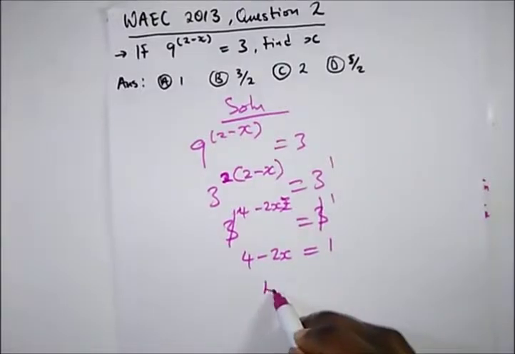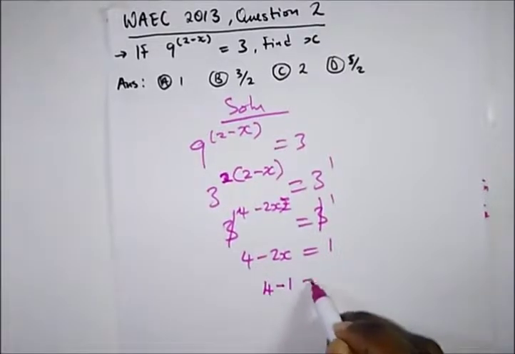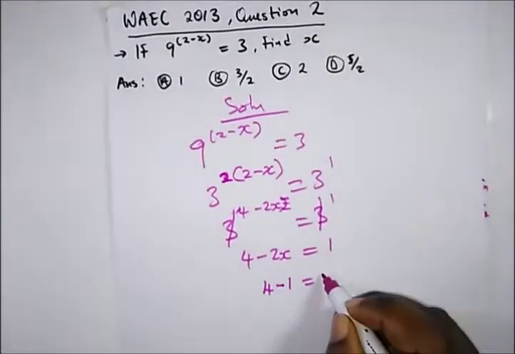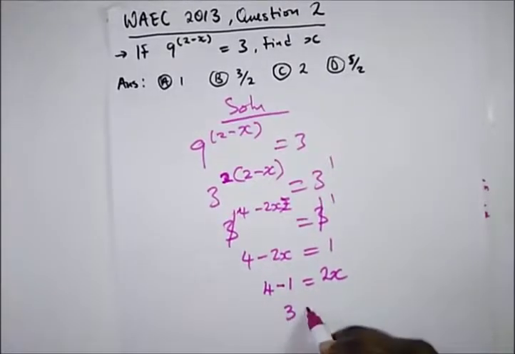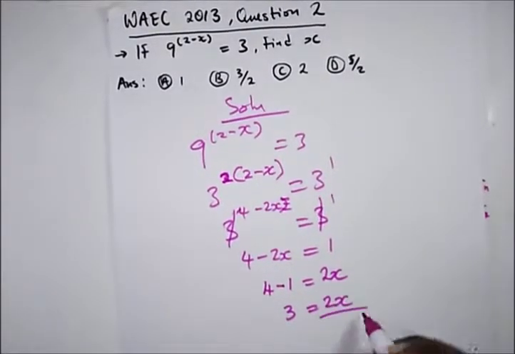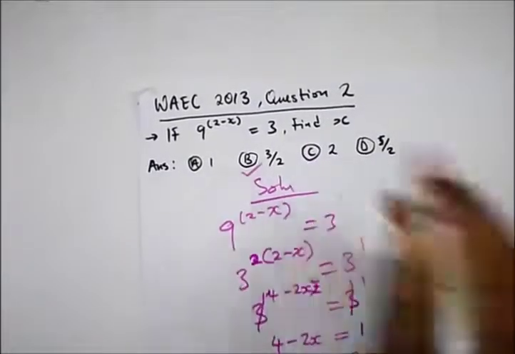So we have 4. Bring your minus 1 here. Bringing it here, it's going to give us a minus 1. And taking minus 2x here, it's going to give us a plus, right? So 2x. So we have 4 minus 1 is 3, which is equal to 2x. Finding x, divide both sides by 2, x is equal to 3 over 2. So our right option here is option B.